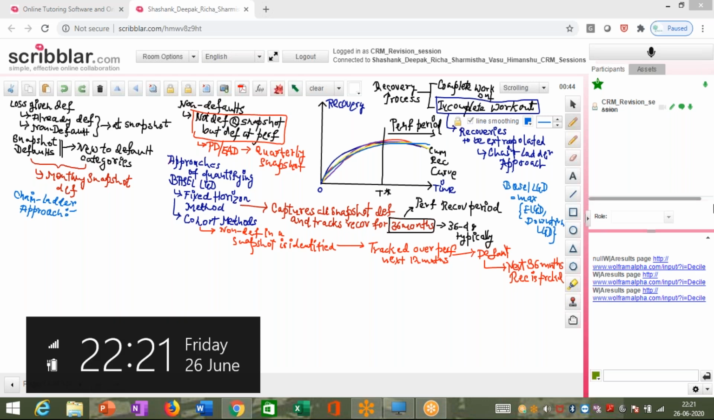Okay. So now what we'll do is we'll talk about the chain ladder approach. What is this chain ladder approach? So let's say I have recovery data for the next 36 months. Right?